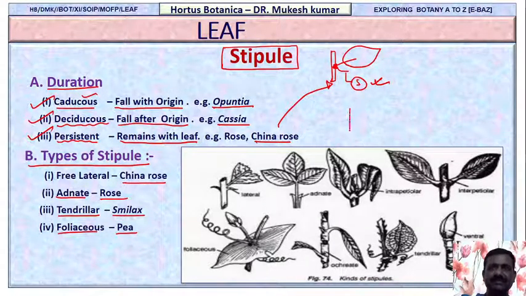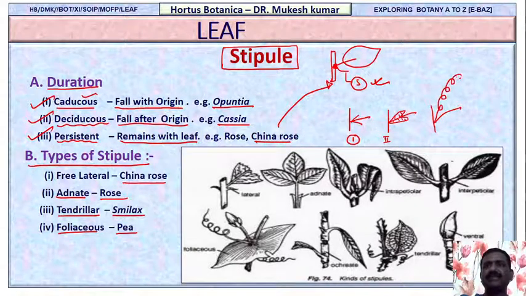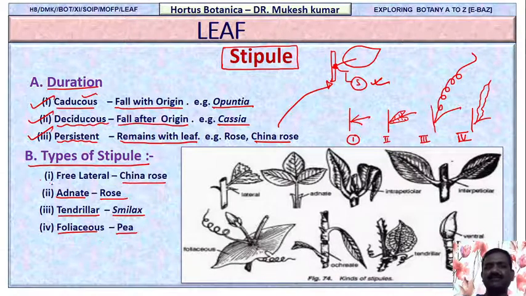See, very interesting and conceptual: this is the leaf now, and on both sides you are getting this one. This is called the first one, free lateral stipule. Now what happens, see, this is your leaf and they are attaching like that. So when they are attaching like that, this structure is called the second one. This is called adnate stipule. Now see, third one, what happened: this is your leaf and this stipule becomes like a tendril, and this is called tendril stipule, right? Now the fourth one: this is the stipule and it appears like a leaf. So they appear like the leaf, so this is called what? Yes, foliaceous.